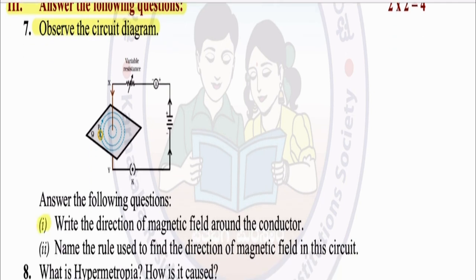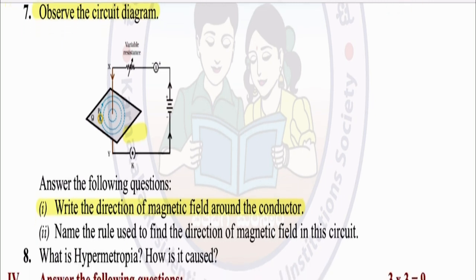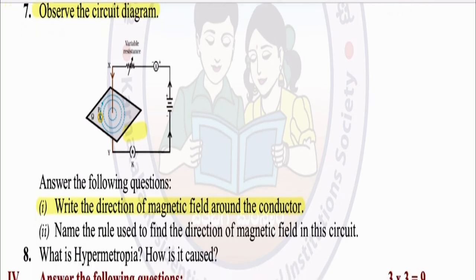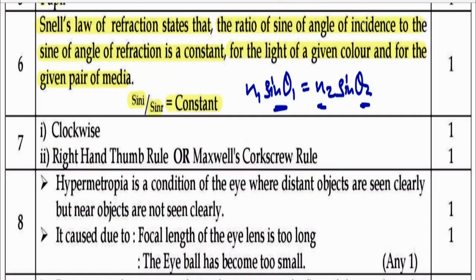Question number 1. Write the direction of magnetic field lines around the conductor. So the answer is clockwise. The magnetic field lines direction is clockwise. And second question is, name the rule used to find the direction of magnetic field in the circuit. The rule used is right hand thumb rule. See, for first question it is clockwise and the second is right hand thumb rule or Maxwell's corkscrew rule.